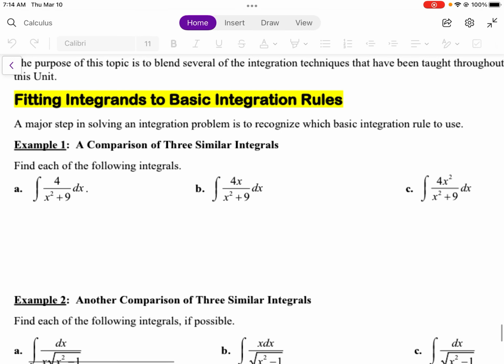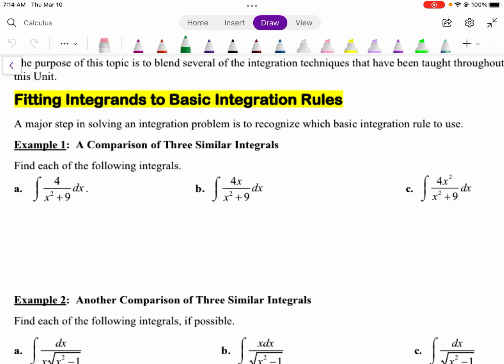So the first one, if you notice with example 1, they all have a denominator of x squared plus 9. So you might think to yourself, okay, I'm going to try some u substitution. So up here, I'm just going to put that u equals x squared plus 9, du is 2x dx. Okay, that's all good and well. I'm going to be looking for an integral then that has at least 2x in the numerator so that I can do some u substitution. A does not have that. B does if I rewrite it.